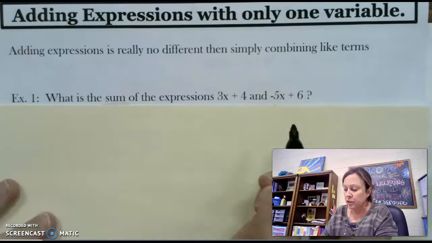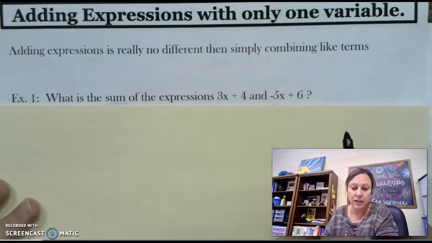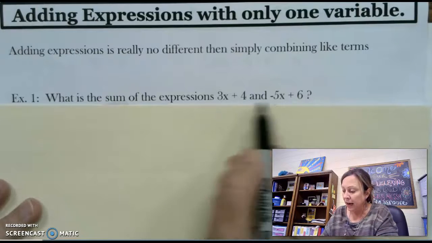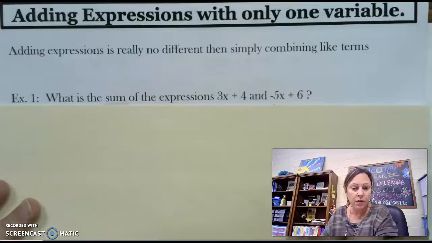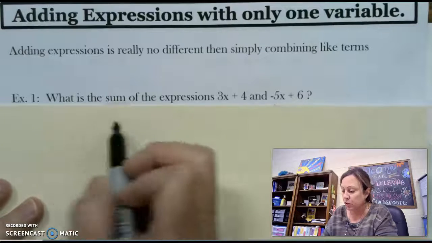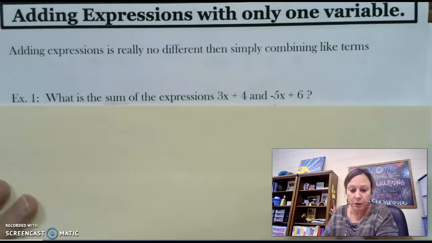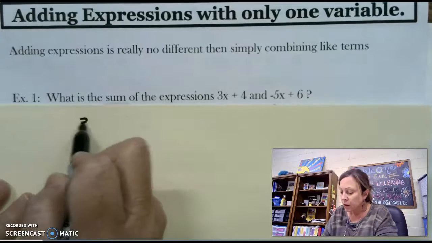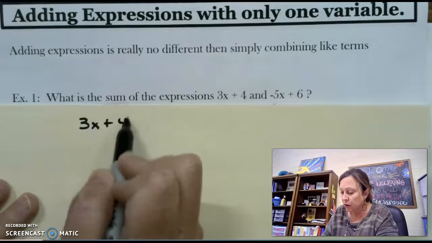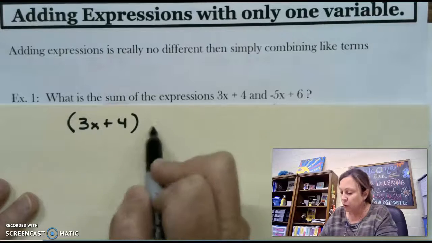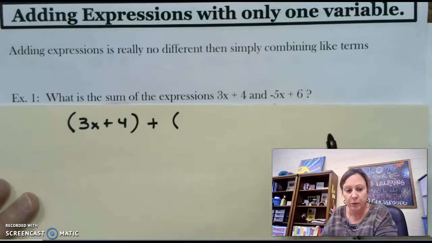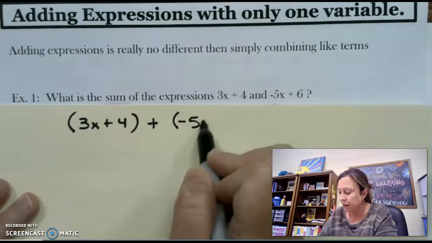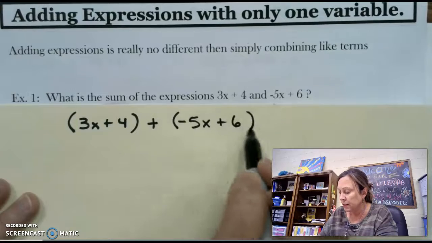So it's important to pay attention to how we're going to set this up. We're going to add these two expressions, and we can think of them as separate groups of numbers. So when we are grouping numbers in math, we want to show that using parentheses. So we have 3x plus 4, and we are going to add that to the second group of numbers, which is negative 5x plus 6.